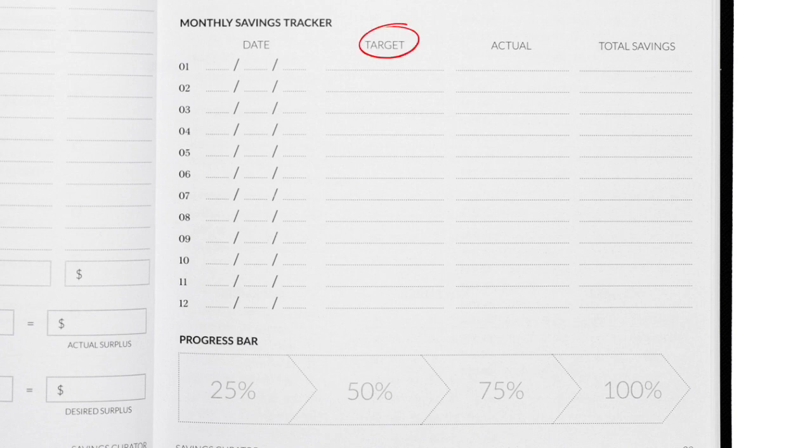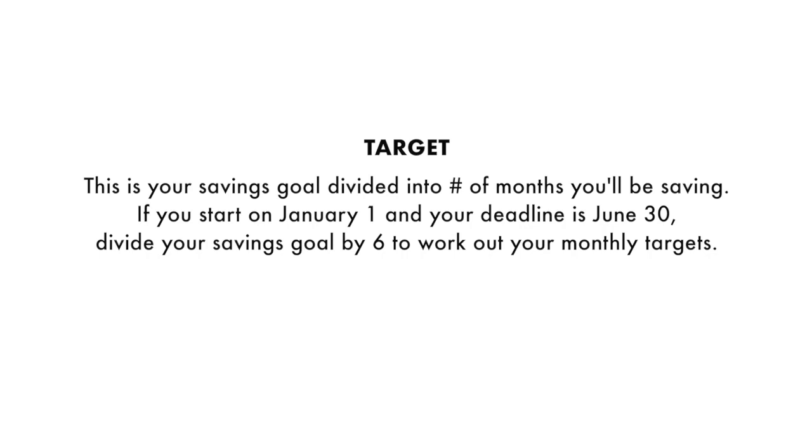Just to clarify, the target column refers to your monthly savings target. It is simply your savings goal divided into the number of months you'll be saving. For example, if you start on January 1st and your deadline is June 30th, you'll need to divide your savings goal by 6 in order to work out your monthly targets.